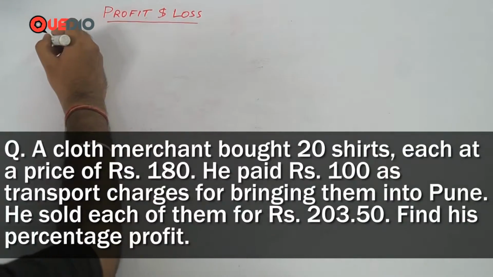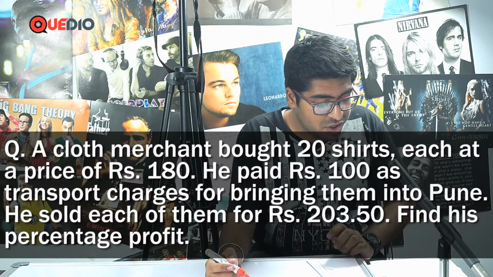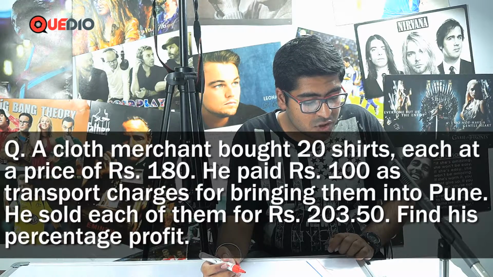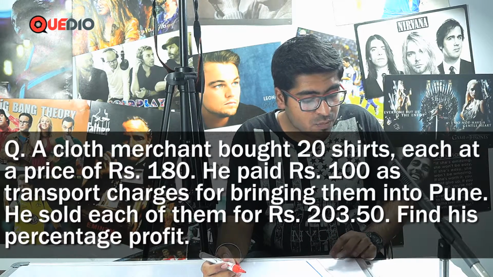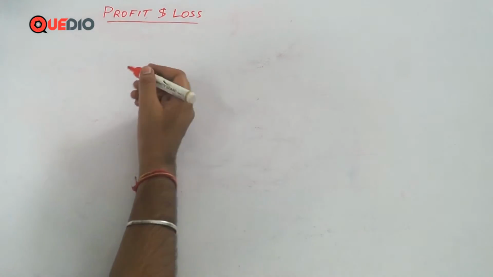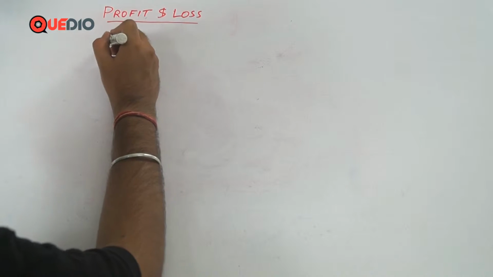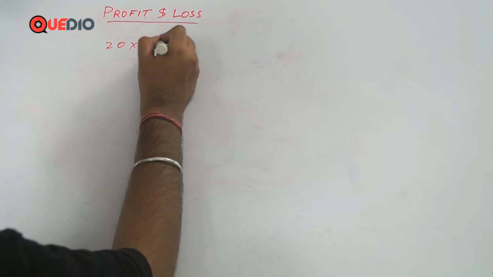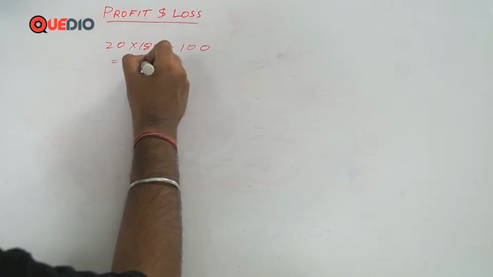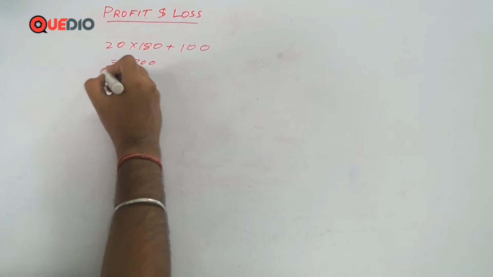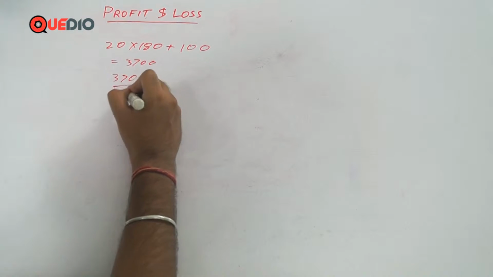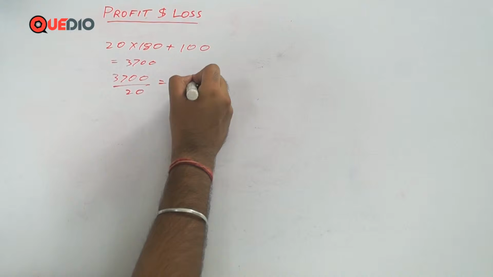Let's do question number 1. A cloth merchant bought 20 shirts each at rupees 180. He paid rupees 100 as transport charges. He sold each at rupees 203.5. Find profit percent. The total cost is 20 into 180 plus the transport charges, that is rupees 100. This comes out to 3700 rupees, and so the individual cost would be 3700 by 20, that is 185 rupees.